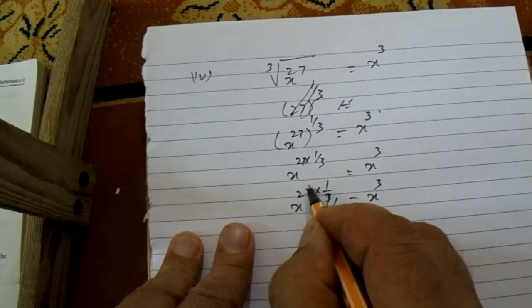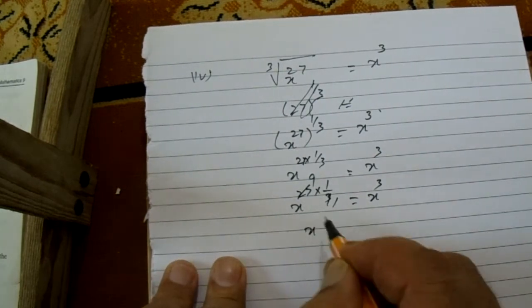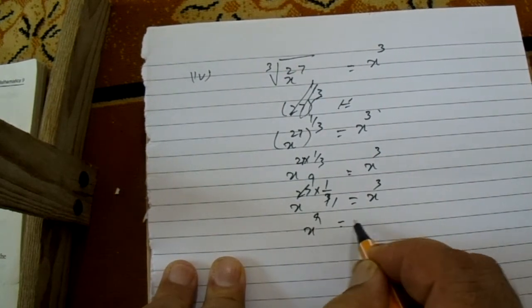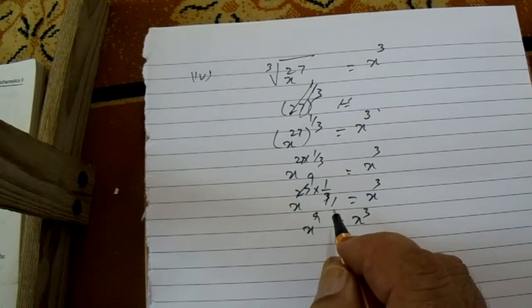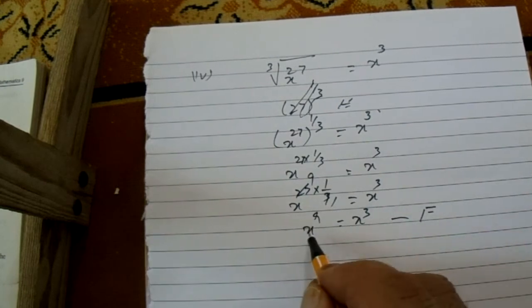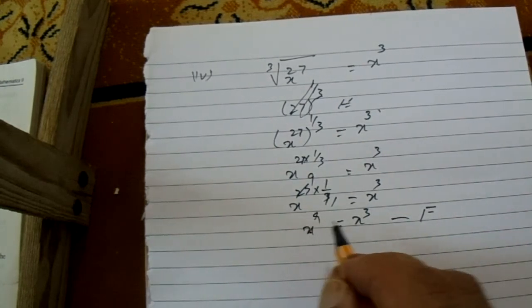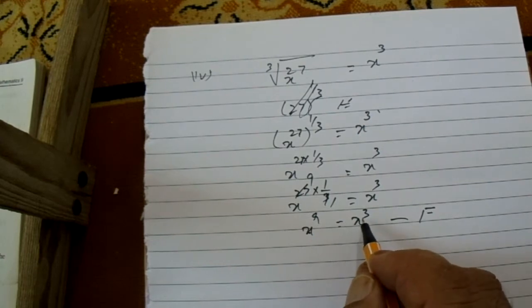Now three ones are three, three nines are 27. It means x to the power 9 is equal to x to the power 3. Now both are not the same. It is also false because this is not equal to this. Here x to the power 9 is not equal to x to the power 3.